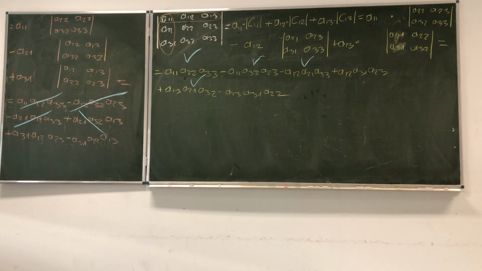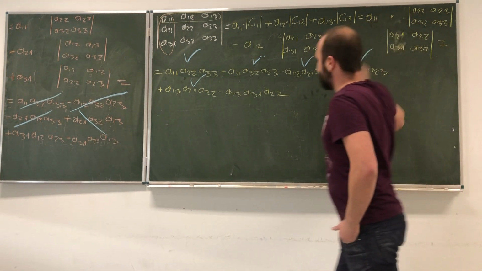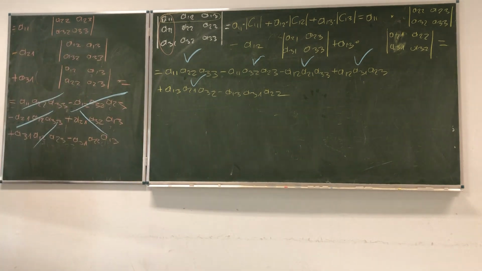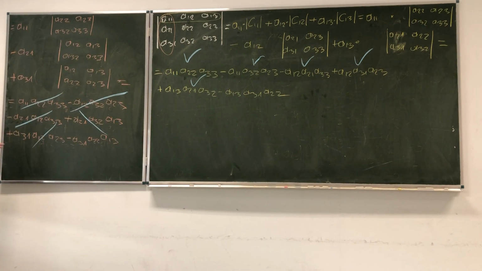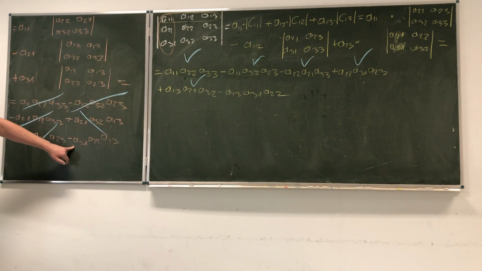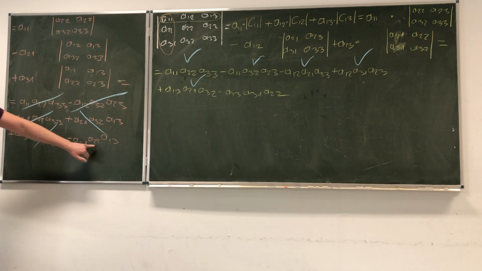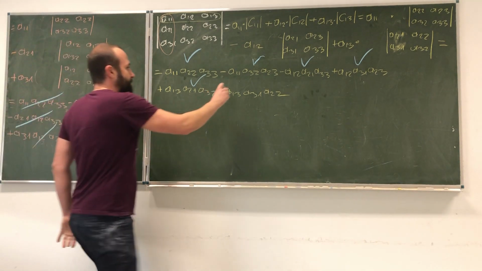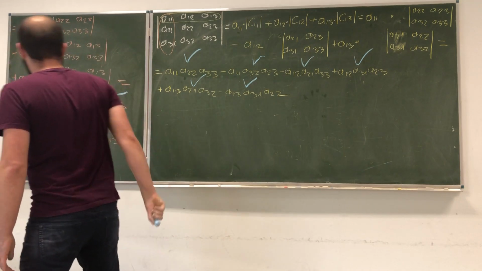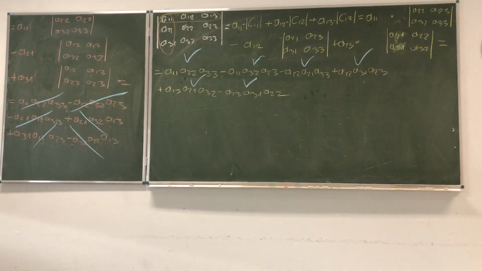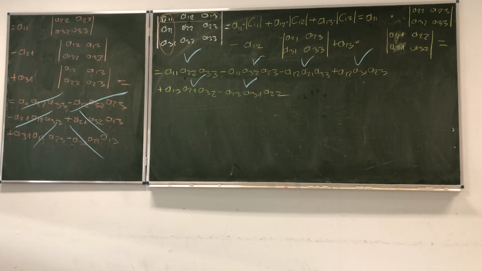And what then? We've got plus A31, A12, A23, the same as this. And finally, we've got A31, A22, A13. Checks out.